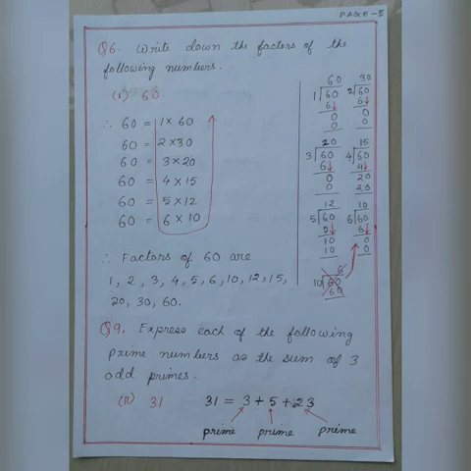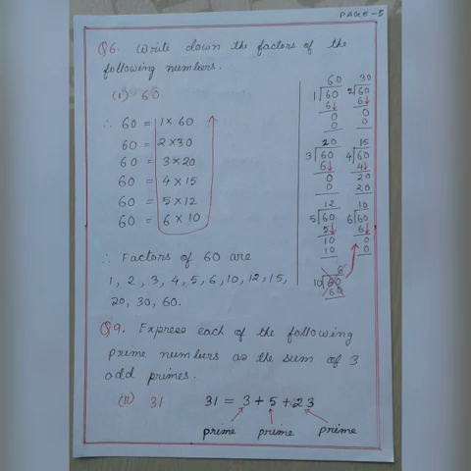60 is equal to 1 into 60. 60 is equal to 2 into 30. 60 is equal to 3 into 20. 60 is equal to 4 into 15. 60 is equal to 5 into 12. 60 is equal to 6 into 10. Therefore, the factors of 60 are 1, 2, 3, 4, 5, 6, 10, 12, 15, 20, 30 and 60.